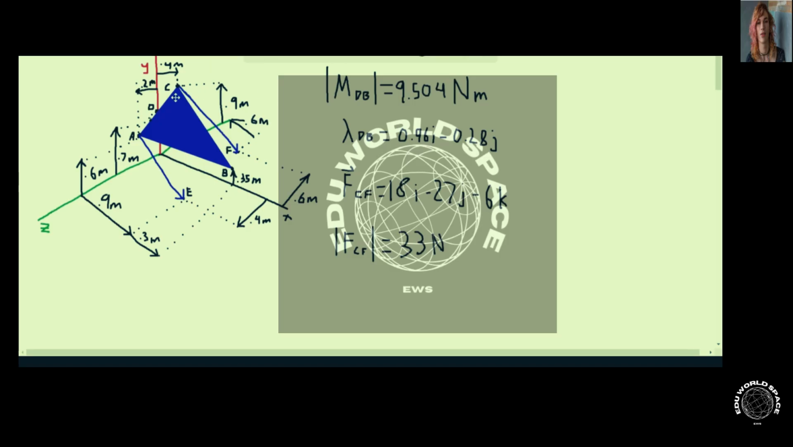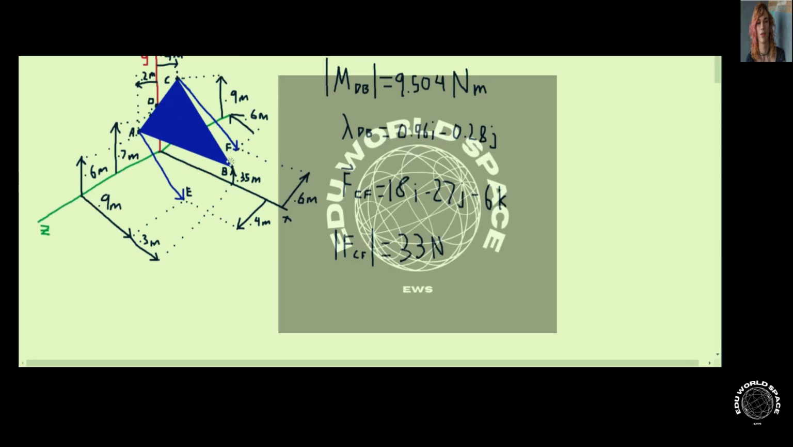We're asked to find the perpendicular distance from the line D to B to the force vector C to F. And this question is asking us to use information that we've calculated from a previous problem. So we've already calculated the moment from D to B, the unit vector from D to B, and the force vector from C to F. Since the question asks us to refer to a previous problem where we've already calculated these three values.